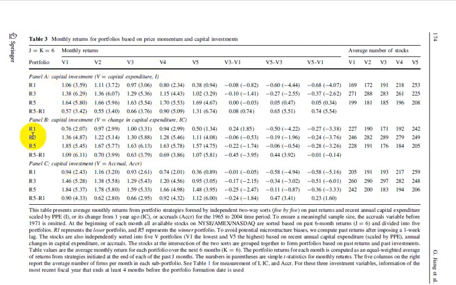And so from a momentum standpoint, we have the R1 portfolio, which is the past losers, and R5, which is the past winners, and that's for each of the capital expenditure calculations here. And then we also have the level of capital investment, with V5 being the highest level of capital investment and V1 being the lowest level of capital investment.